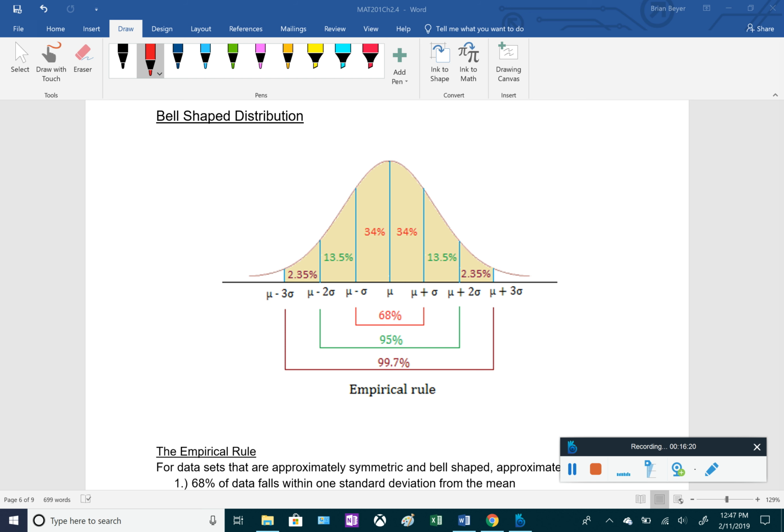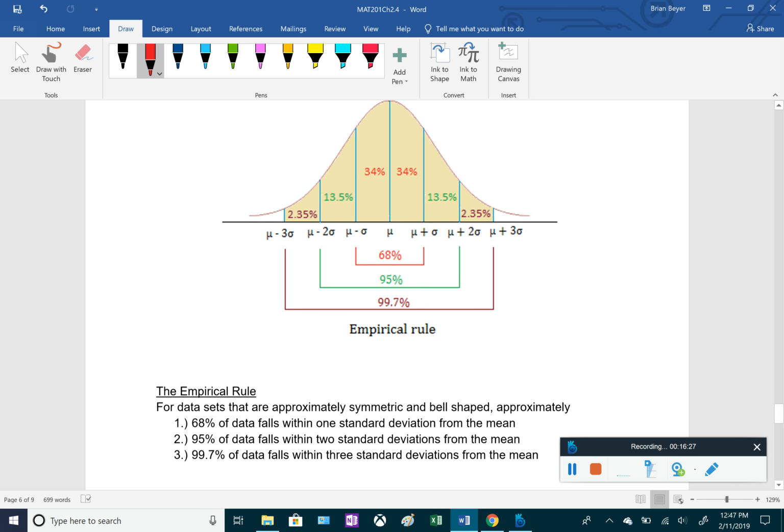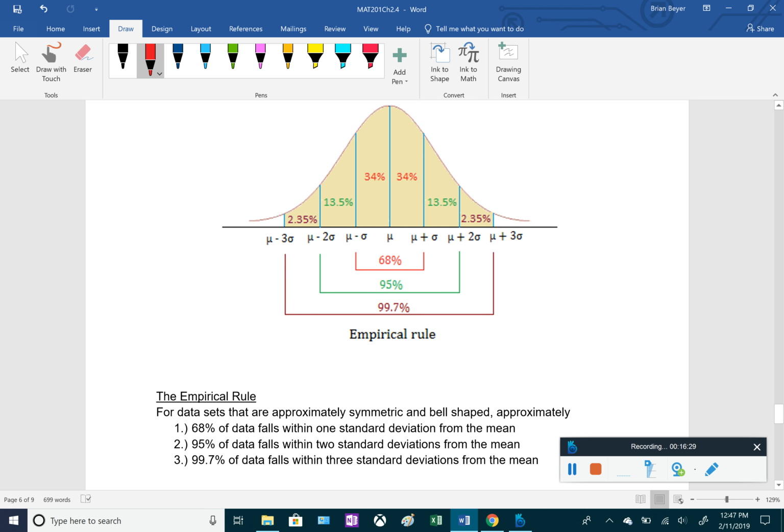For the bell-shaped distribution, when a data set resembles this bell shape, we have a certain rule called the empirical rule. The empirical rule says that when data sets are approximately symmetric and bell-shaped, about 68% of the data falls within one standard deviation from the mean, 95% of data falls within 2 standard deviations of the mean, and 99.7% of data falls within 3 standard deviations of the mean.